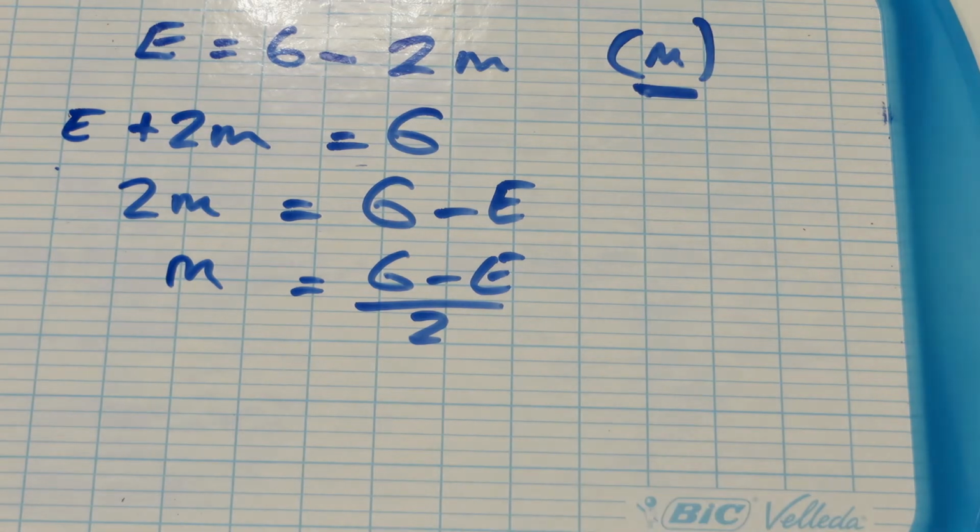That should now enable you to move on and do exercise 5E, which is rearranging and changing the subject of the formula. Thank you.